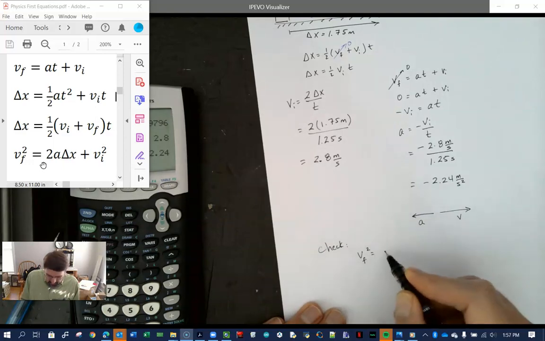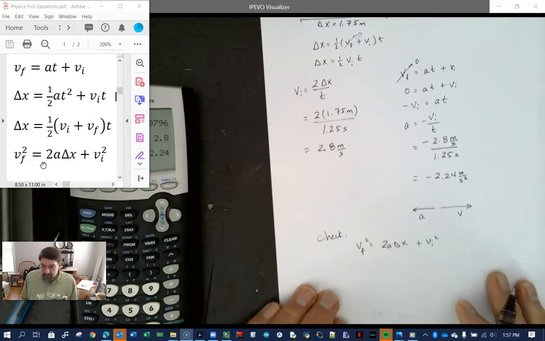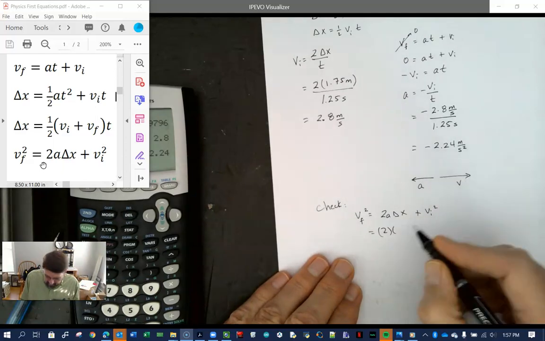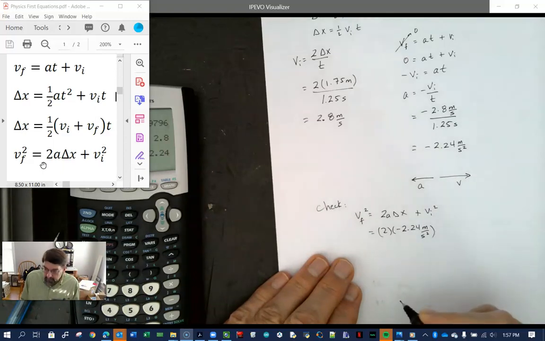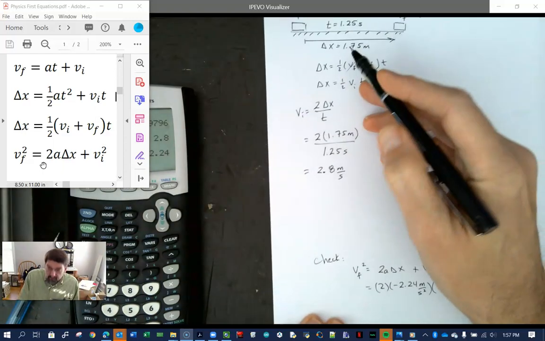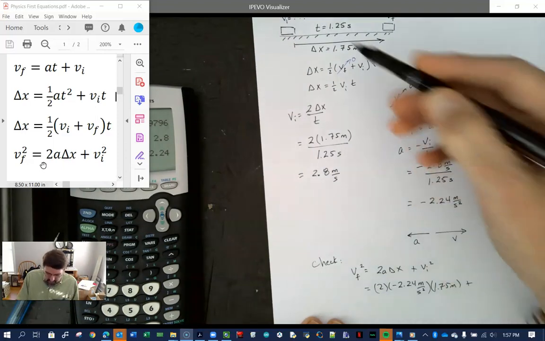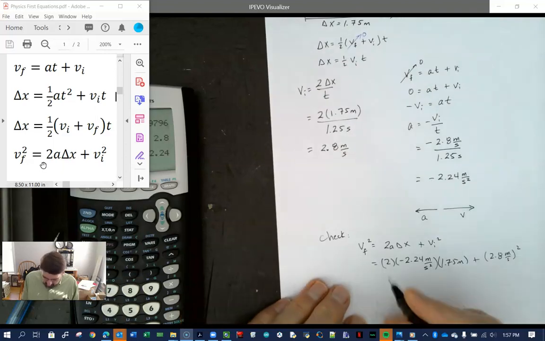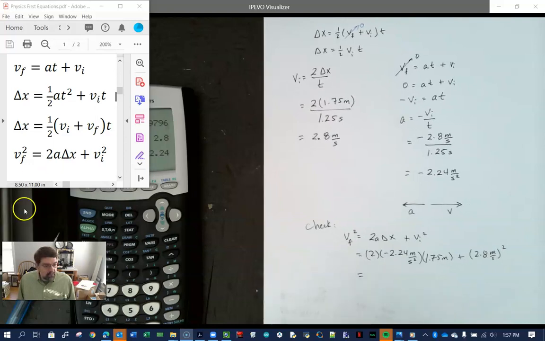V final squared is equal to 2A delta x plus V initial squared. So let's just plug that into the equation and see what we get. So that's the value that we get. We hope it's right. Okay, times delta x, Will's value of 1.75 meters, plus the initial velocity, what we got here, 2.8 meters per second, squared. Okay, so I am going to pause the video here and do the calculation. Let's see what we get.